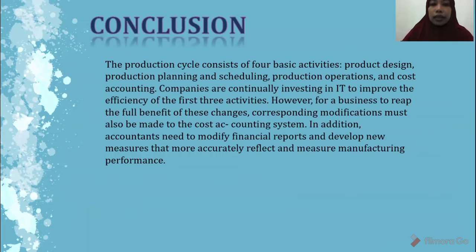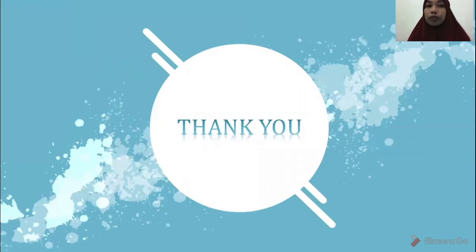Conclusion. The production cycle consists of four basic activities: product design, production planning and scheduling, production operations, and cost accounting. Companies are continually investing in IT to improve the efficiency of the first three activities. However, for a business to reap the full benefit of these changes, corresponding modifications must also be made to the cost accounting system. In addition, accountants need to modify financial reports and develop new measures that more accurately reflect and measure manufacturing performance. Thank you for your attention.